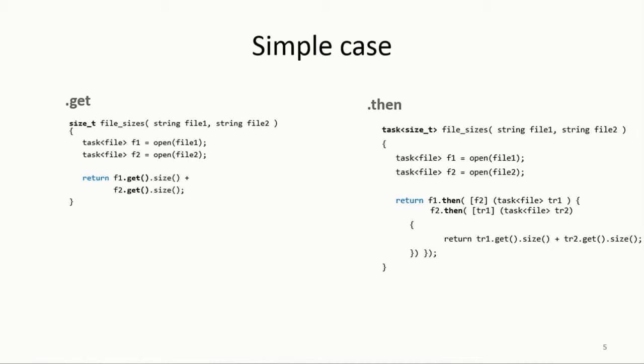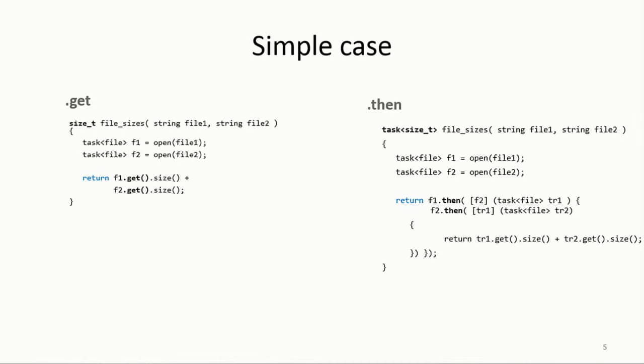So in the PPL world, I would say, again, open file 1, open file 2, and I can then say, when file 1 is open, do something else. And in this case, when file 2 is open, now I have the two results available. When I call get now, it's not going to block the thread anymore. And now I can have my sizes and return this to the user.